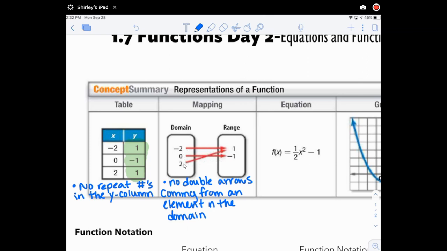If I have two arrows coming out of something in my domain, mapping to two different numbers in the range, not a function. So you're always looking to make sure each element in the domain has only one arrow coming out of it. Otherwise, you're mapping to two values.